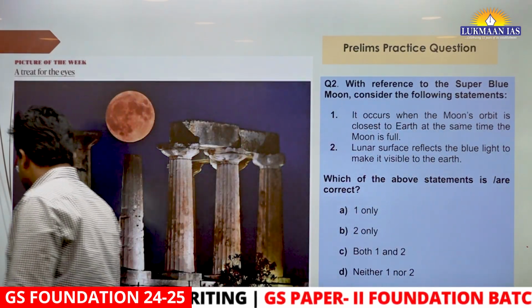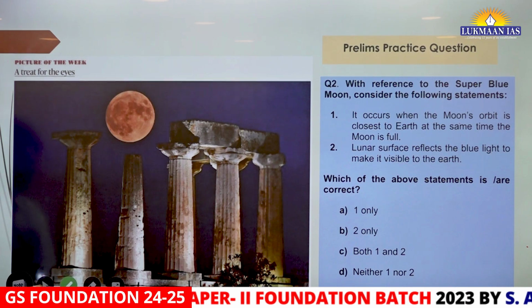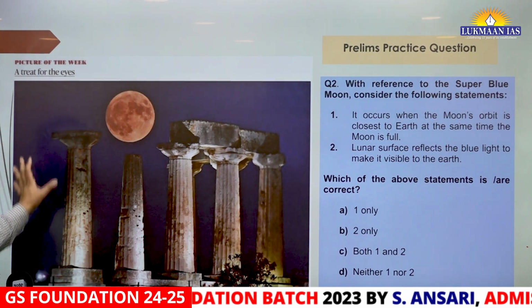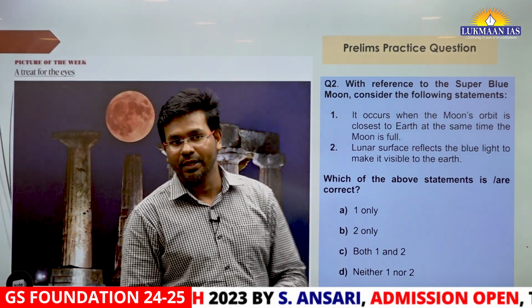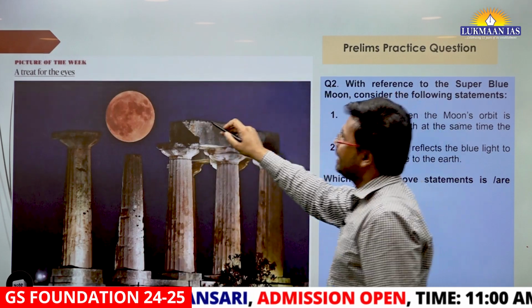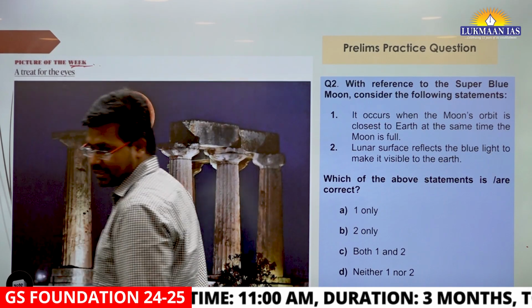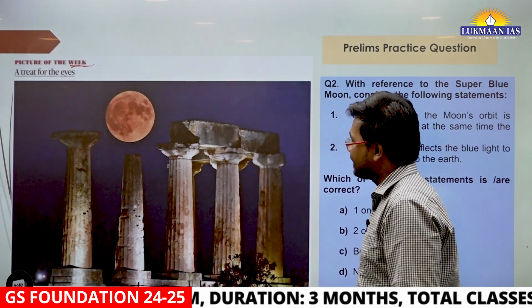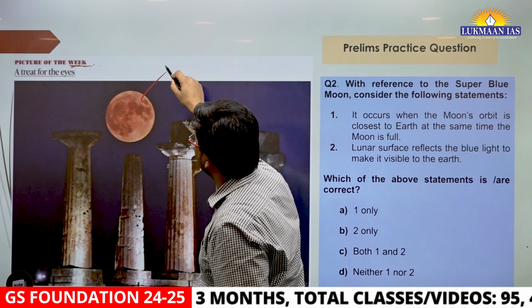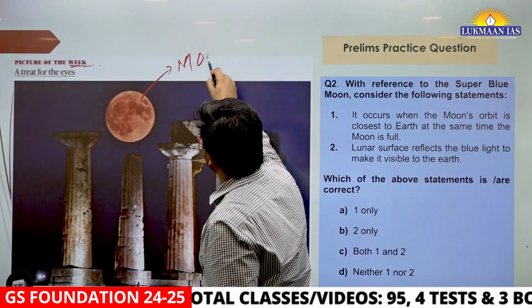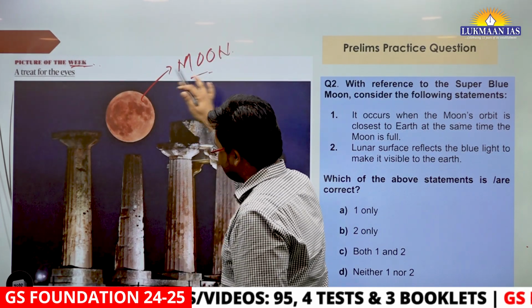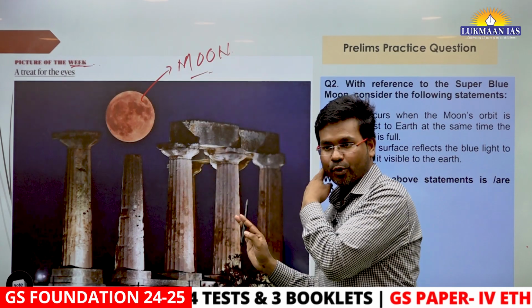Now in The Hindu newspaper itself, on page number 11, this image came. Okay, just the image. They said that it is the picture of the week. Okay, it is a treat for the eyes. So what is this? Basically here they have showcased the moon, and this is a naturally captured photograph.